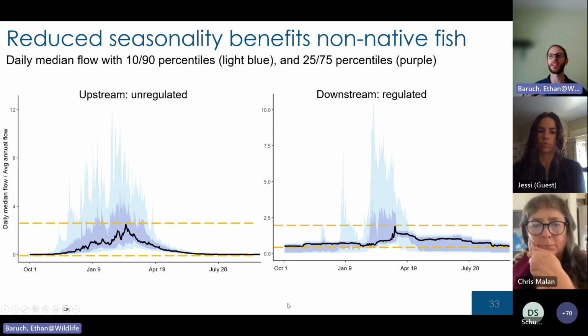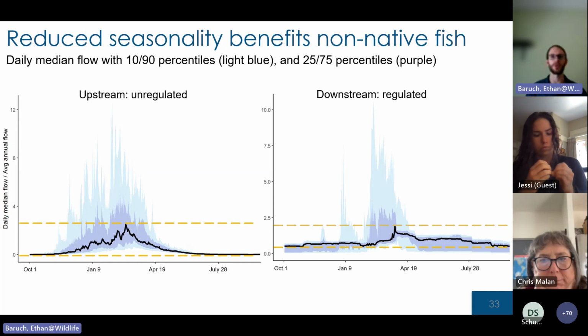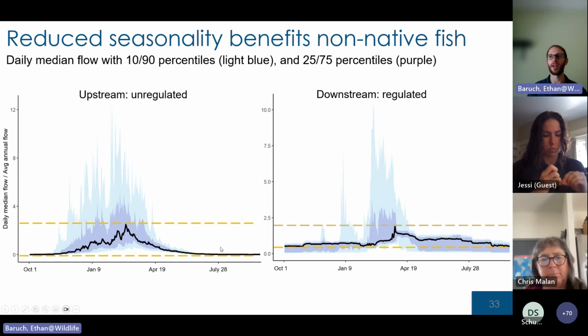So again, just looking at what happens when you truncate this natural range of flows in these California streams, we're losing a lot of these high flows in the wet season that allow for migration passage upstream, access to floodplain habitat, and resources that just aren't available at lower flows that these native species are really cued into taking advantage of. And you lose a lot of that once you truncate that variation in stream flow.